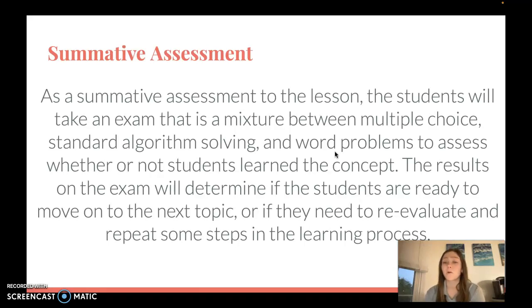But it would be smart to put a mix of multiple choice, standard algorithm, and word problems to really assess whether students have learned the concept or not, because if they haven't, they may not be able to solve those word problems as easily. So I think that having all 3 options would be a great way to assess if these students are ready to move on. If they're not, again, it's perfectly okay to go back and reevaluate. If they are, you will know that your students are ready to move on to the next topic.